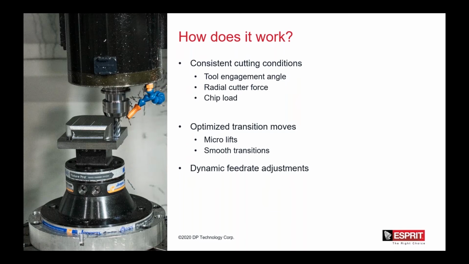Once it finishes that radial move, it does what's called a micro lift and goes back to the beginning. And it's actually a high feed move. It's not a rapid move, which is great because the acceleration and deceleration forces on your machine are not really that high. So it's much easier on your machine and it results in much smoother transitions.